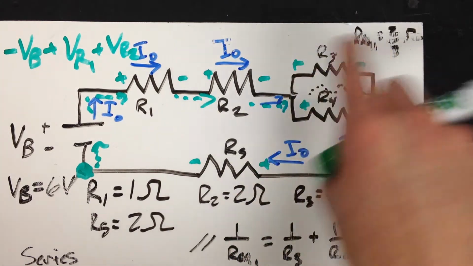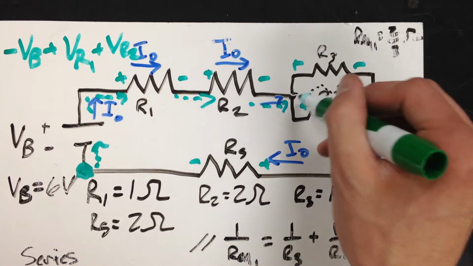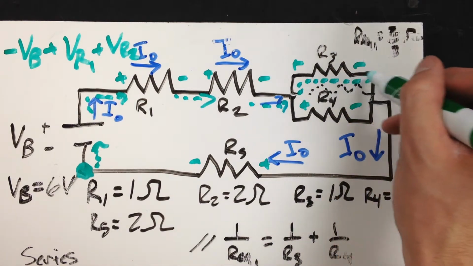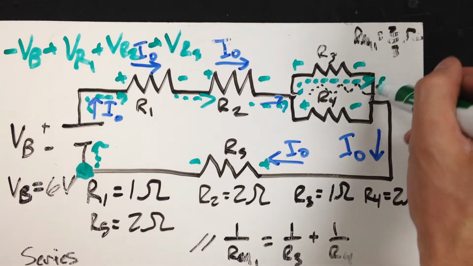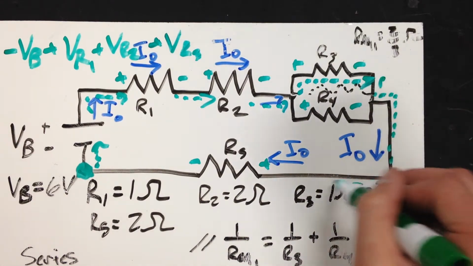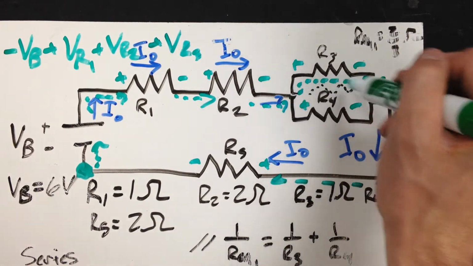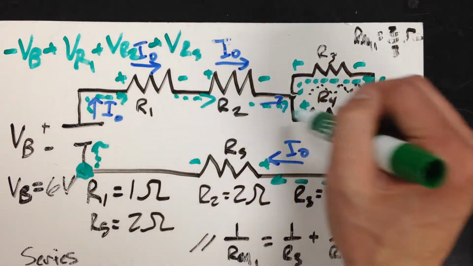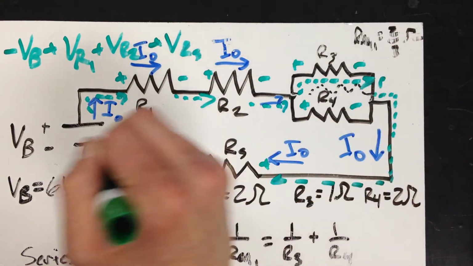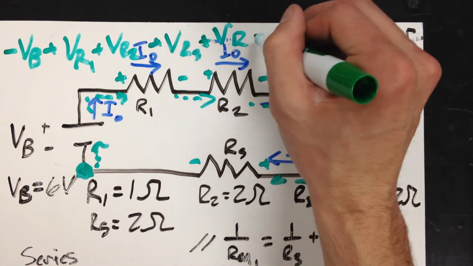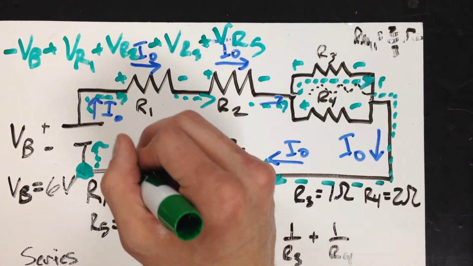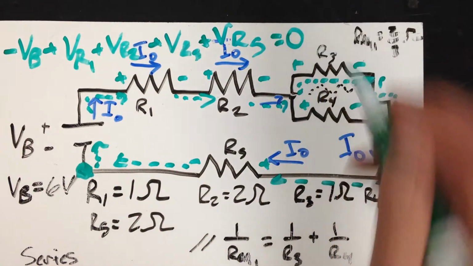Now you're here. You have a choice. Do you go up or do you go down? If you go up, you would hit VR3. And then you have to come out. You can't backtrack and go over the loop again. When you're doing the loop rule, it's for a single loop. So I come here, I have plus VR5, and then I end up back where I start. When you get back to where you start, it equals 0.